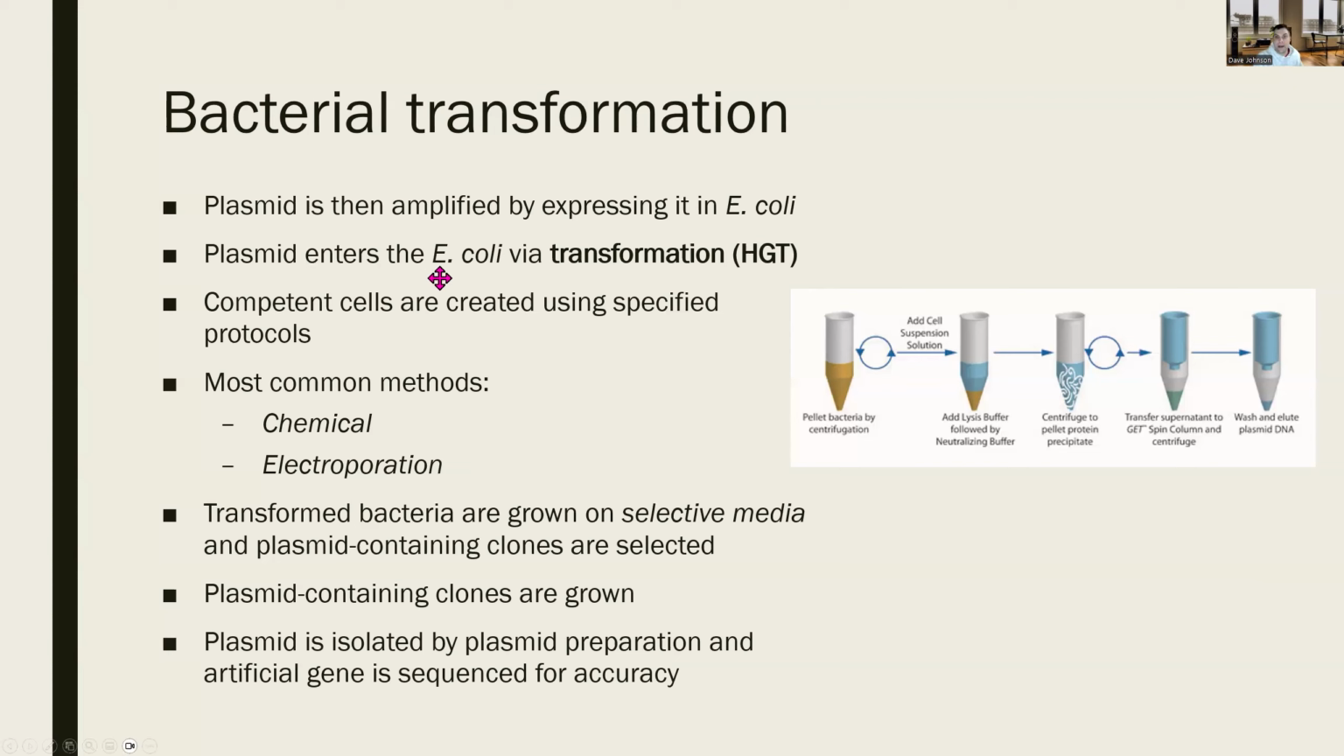We put the plasmids into E. coli through a process known as transformation. We create competent cells. Competent cells are ones that will allow transformation to occur. So in terms of bacteriology, transformation is a form of horizontal gene transfer in which free DNA can be picked up by E. coli.